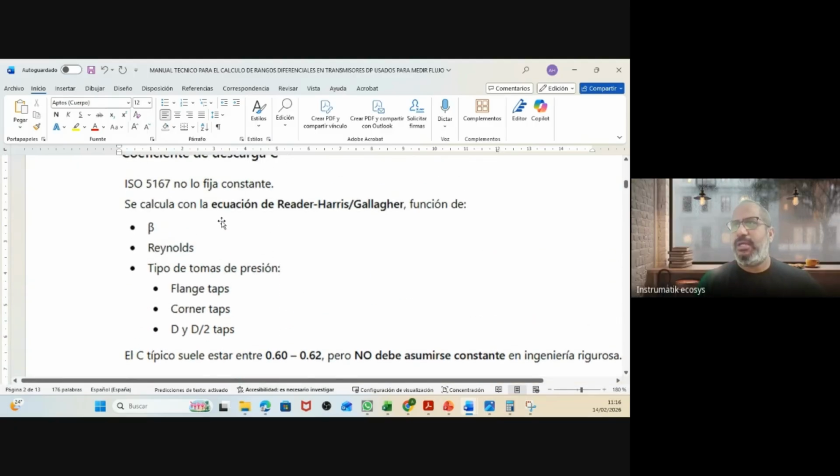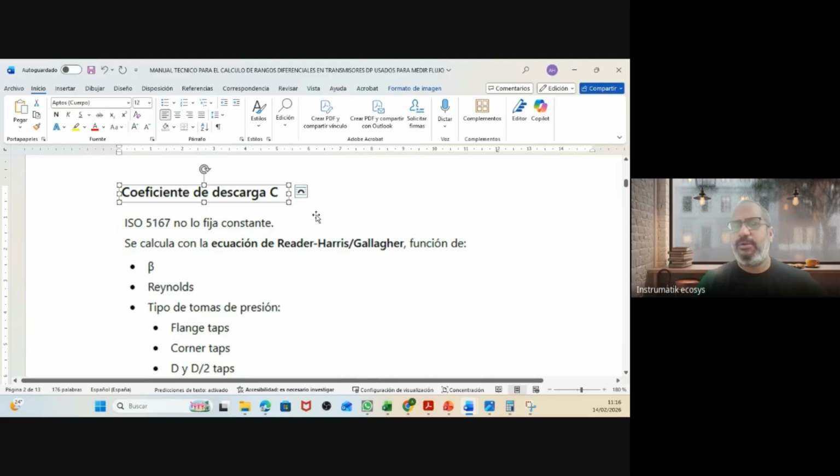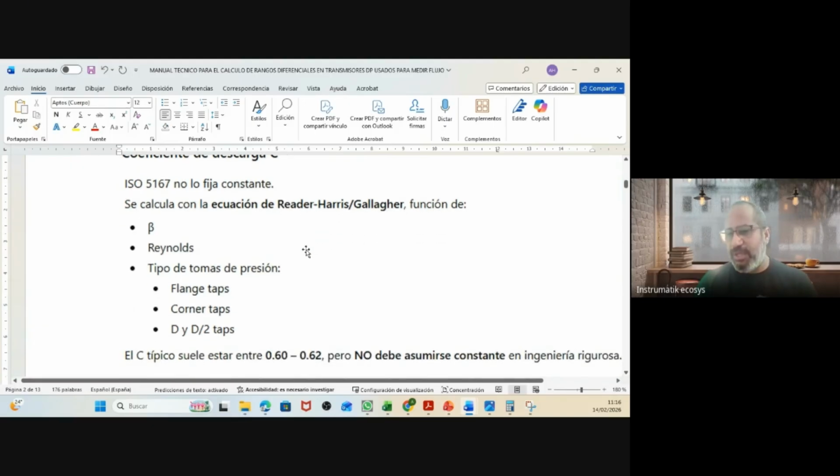Normally this data, the vendor, the supplier of the equipment, should give you this information for you to validate the selection. That is a must. They must give it to you. If they don't give it to you, you have another option, which is you can calculate it by this equation, the equation of Reader, Harris, Gallagher, and it should be accurate if you do it by this method and you insert the right parameters.